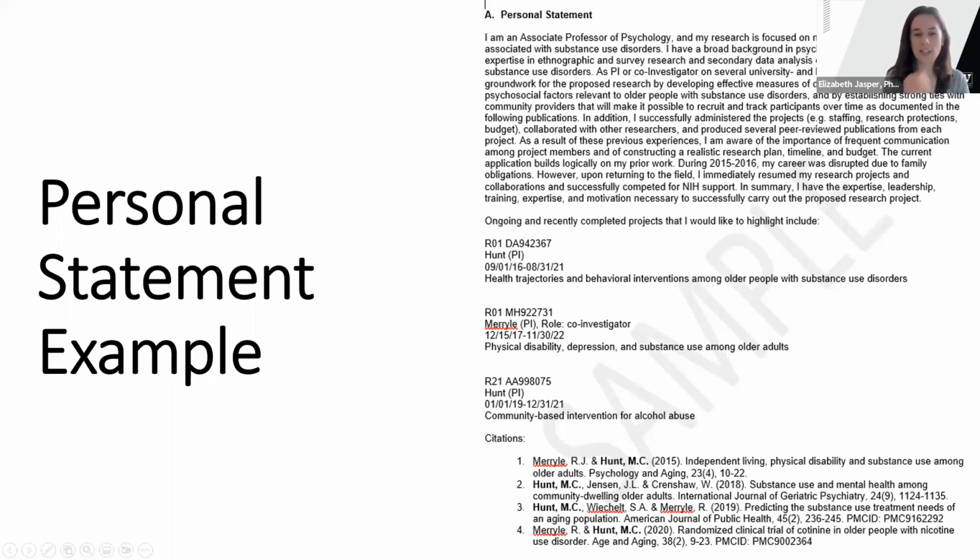All right, this is just an example of what a personal statement might look like that included ongoing and completed funding, as well as a few citations. This one was pulled from the NIH website. They give great examples for both fellowship and this one was for an R grant. So I recommend going on there to look at examples.